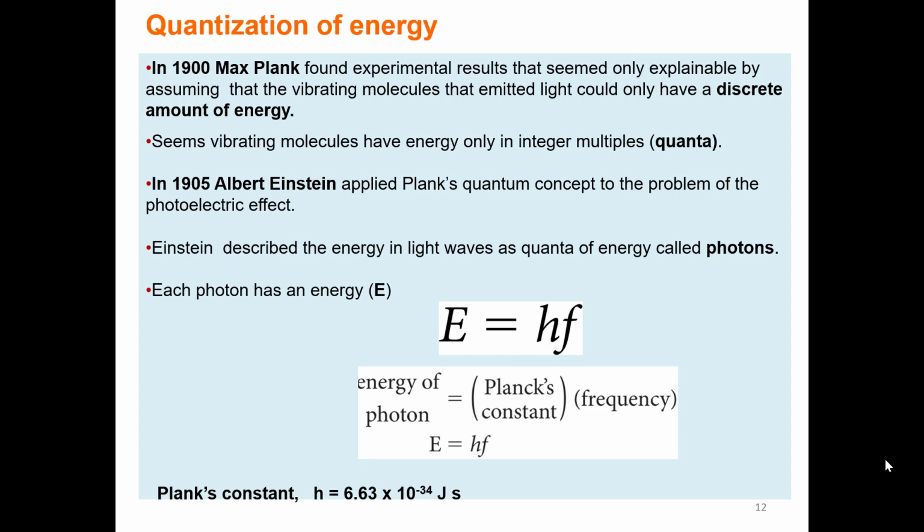And this is why in his results, Max Planck found the kinetic energy of the electrons depends on the color. In other words, the kinetic energy of the electrons depends on the frequency of the light.